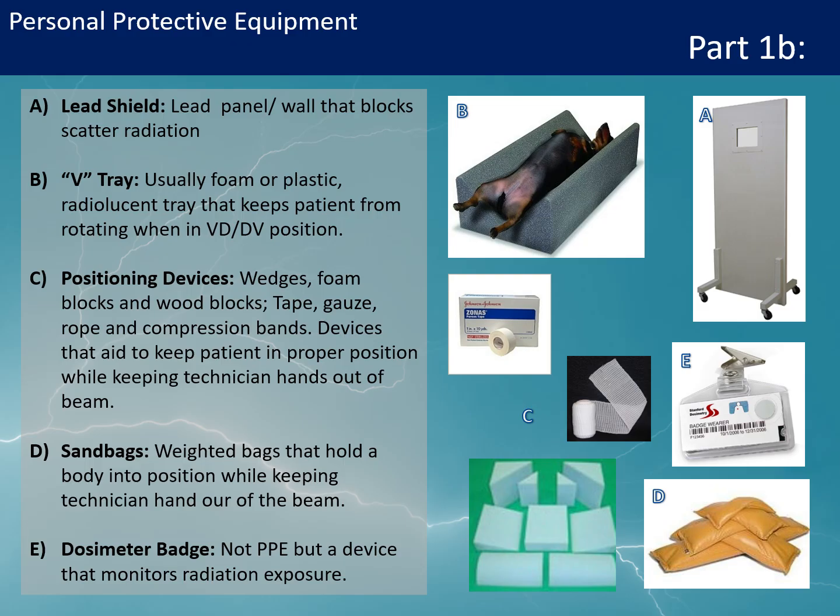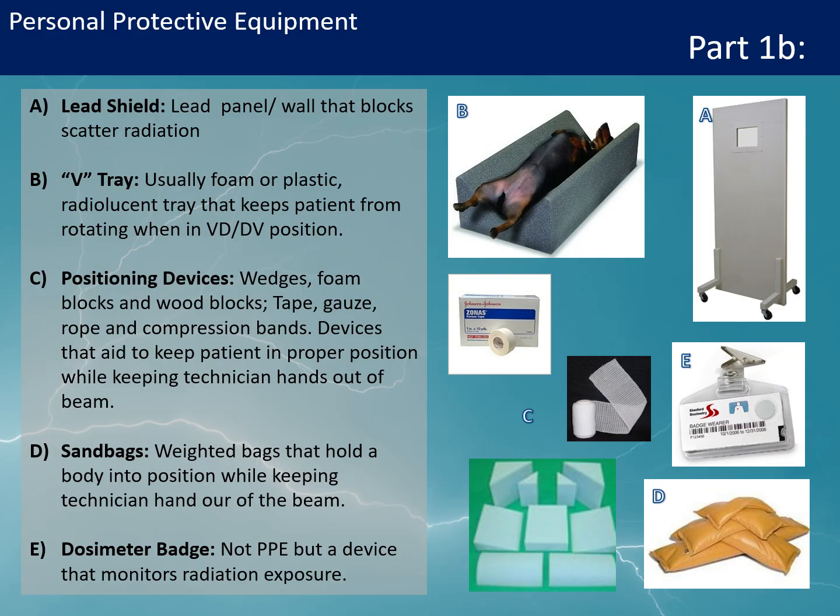Other equipment that can help you with positioning or protecting yourself. Lead shield. A lead panel or wall that blocks scatter radiation. You hide behind this when you're exposing the patient. A V-tray, usually foam or plastic, radiolucent tray that keeps the patient from rotating when in DV or VD positions. Positioning devices like wedges, foam blocks or wood blocks, tape, gauze, rope, and compression bands. These devices aid to keep the patient in proper position while keeping the technician's hands out of the beam.